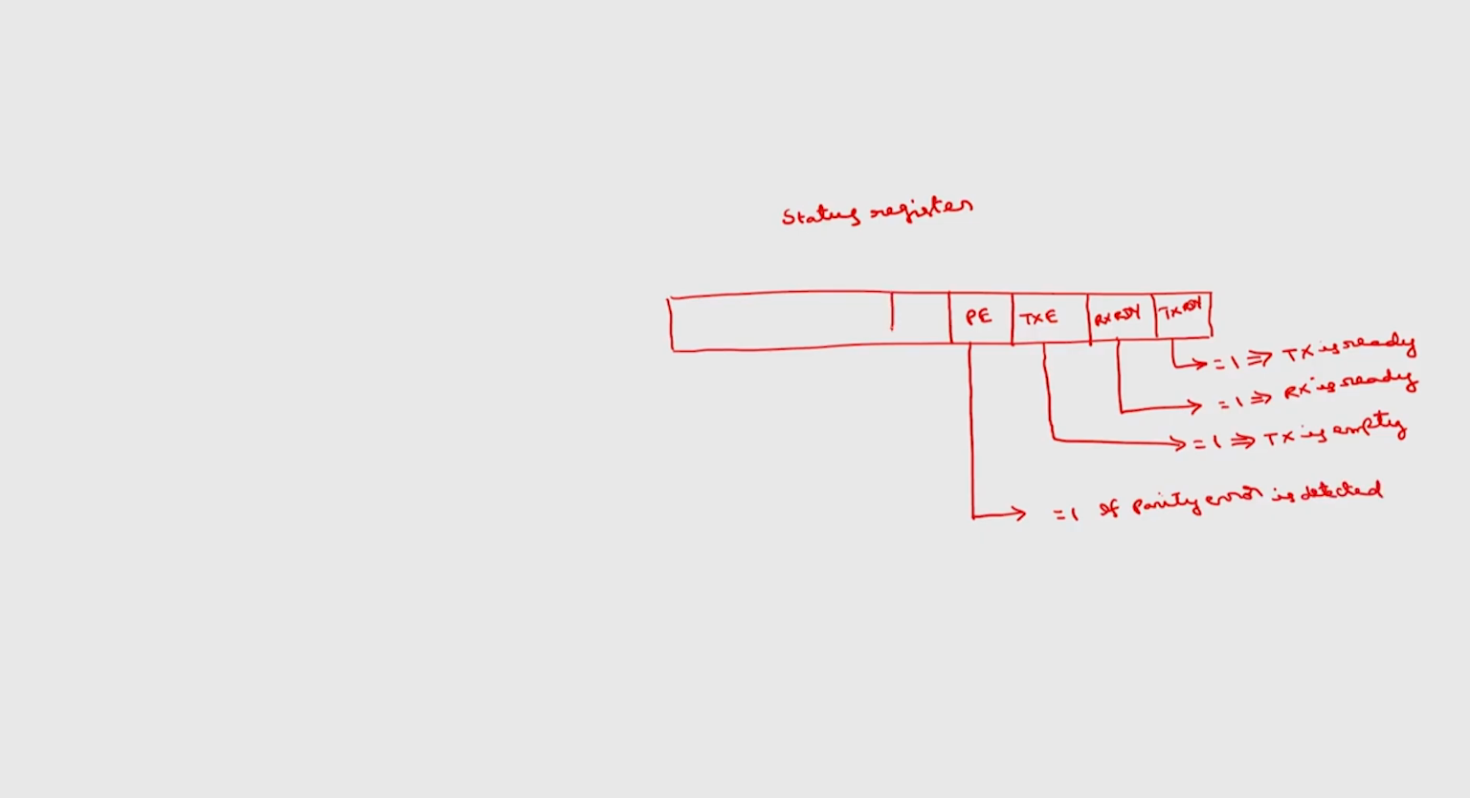Then we have overflow error. If this bit is equal to 1, it means the first character was not received before the second character is ready, that is, the CPU or microprocessor does not accept or use the character before the arrival of the next character.